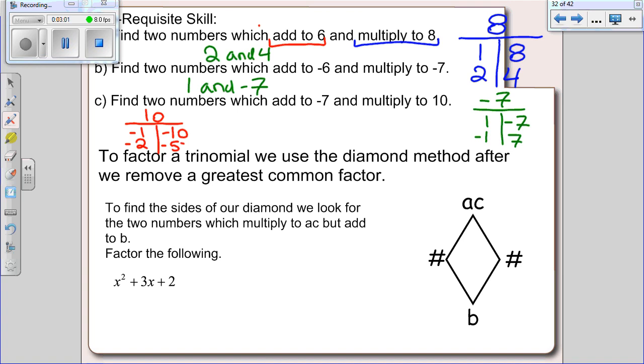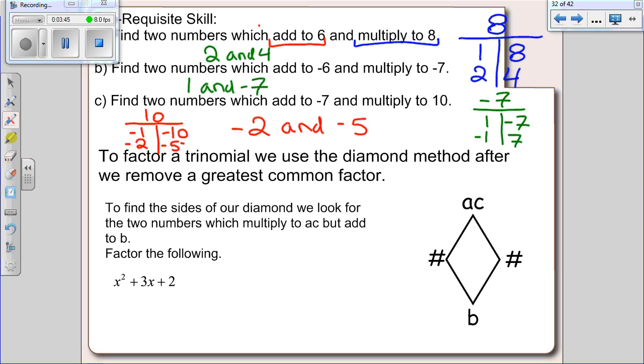Would -3 ever multiply to be 10? Would -4 ever multiply to be 10? Would -5 ever multiply to be 10? Yeah, it could, but we already have it on our list, right? So these are all the options you have. Either these are going to add to be -7 or these are going to add to be -7. So the answer would be -2 and -5. Yeah, I wrote it wrong. I saw looks of fear in your eyes.